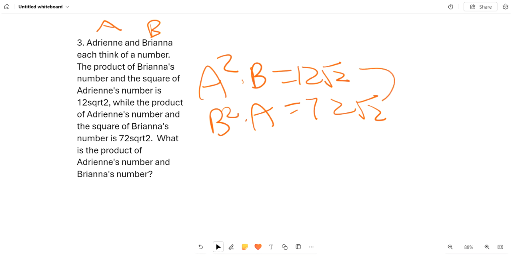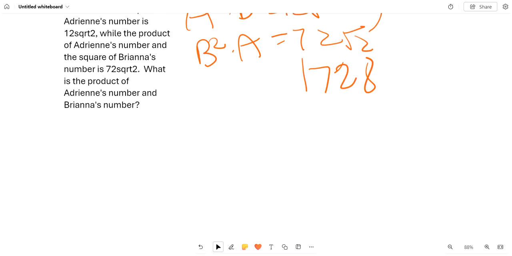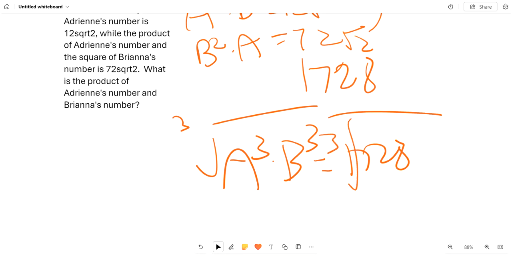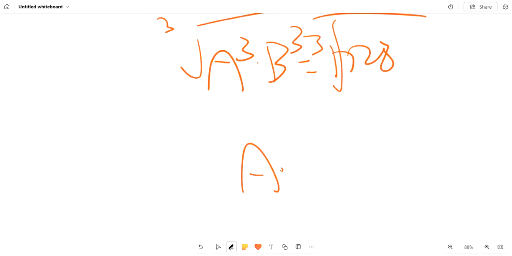Multiplying these two together, we get 1728. And we also get that A cubed times B cubed equals 1728. Cube rooting both sides, we get that A times B equals 12. So that's the answer, 12.